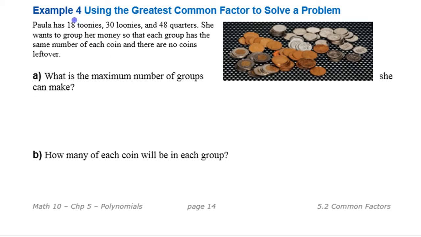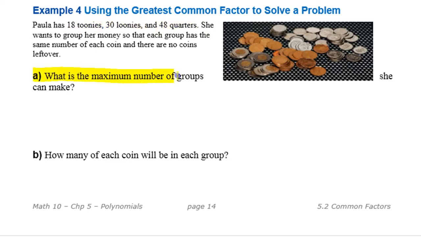Alright, before we finish in this section working with greatest common factor, this last example looks at using the greatest common factor of numbers to solve a problem. This situation is somebody has 3 different piles of coins, 3 different types, and they want to group them so that they can make as many groups as possible and have the same number of coins in each group, and there's no leftovers. They have 18 toonies, 30 loonies, 48 quarters.